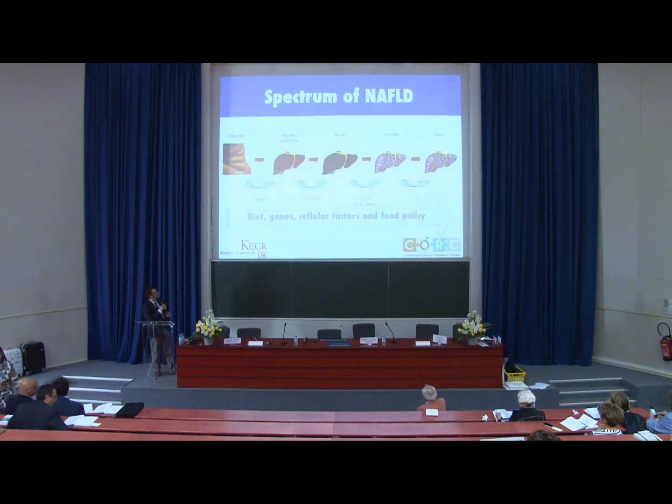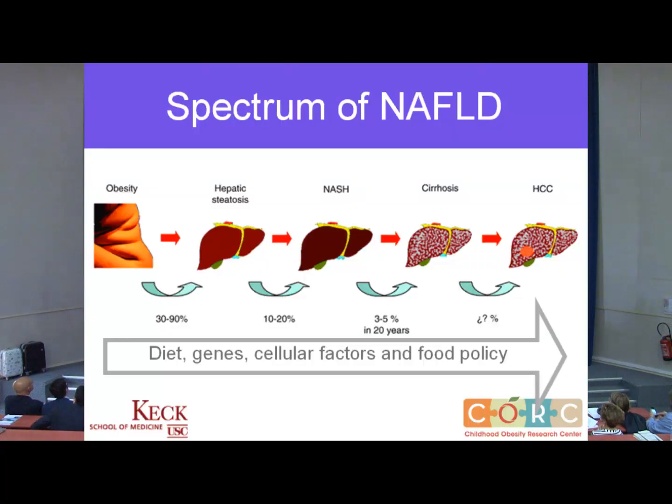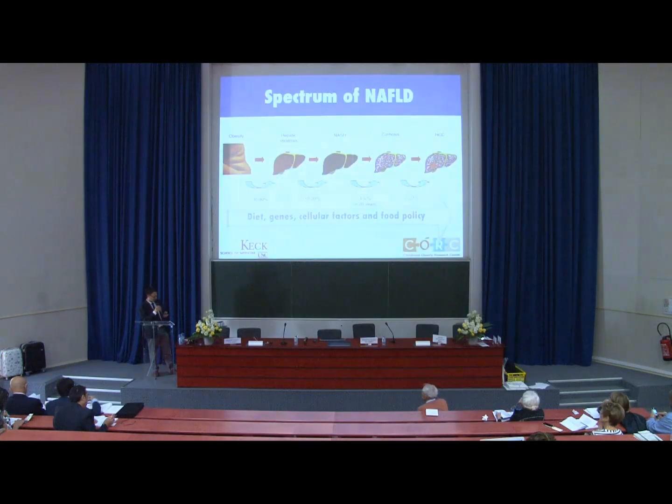Fatty liver is a spectrum of conditions, starting with hepatic steatosis, accumulation of fat in the liver, NASH, which is the inflammatory state, fibrosis, and then ultimately even liver cancer. This is a spectrum, a continuum of conditions that begins with fat accumulation in the liver.